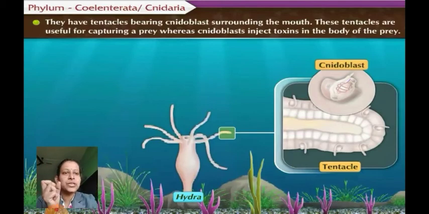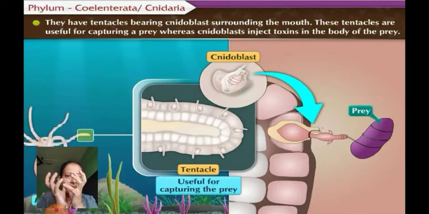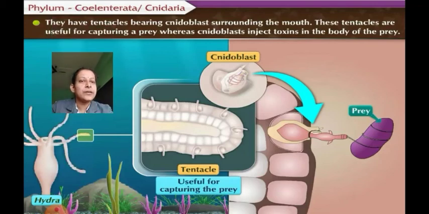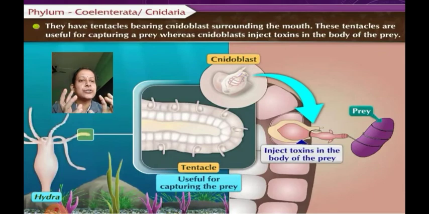Tentacles are meant to capture the prey. That means whatever is coming in their way, they capture it. And the cnidoblast is there to inject toxins into the body of the prey, so that once they catch the prey, they just inject the toxin and the prey will die off, so that they can peacefully have their meal. Not only for capturing prey, but these cnidoblasts also inject toxins for their protection, so that they don't get harmed by other animals. So that is the function of it.